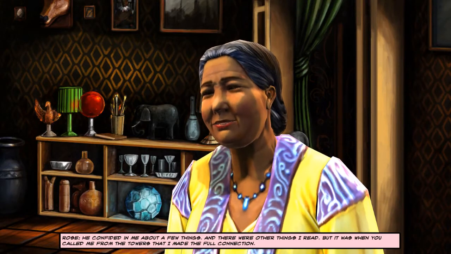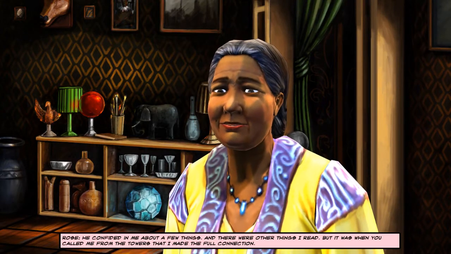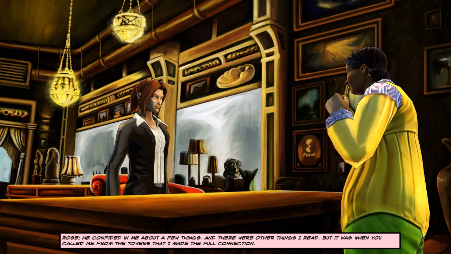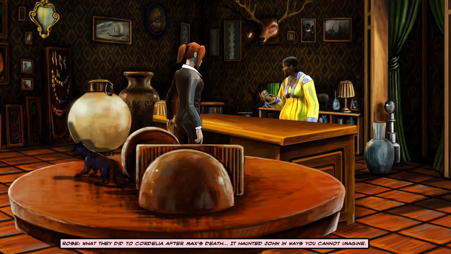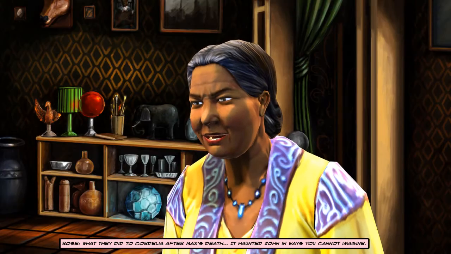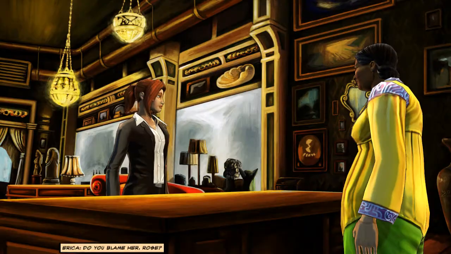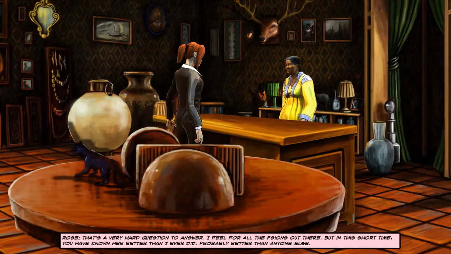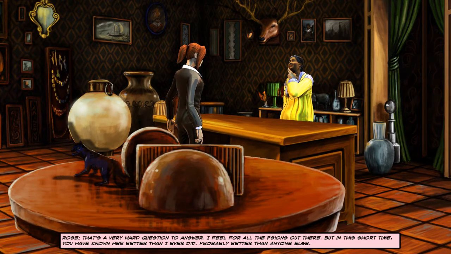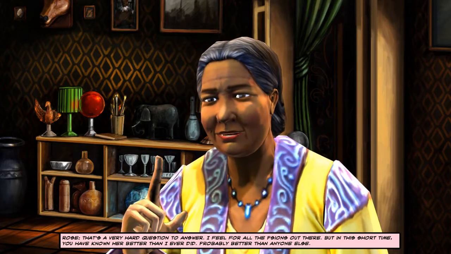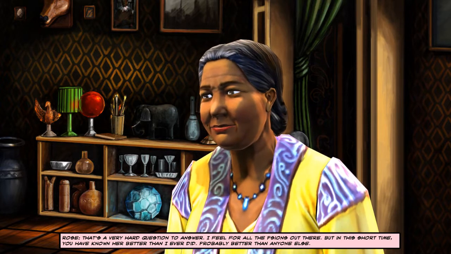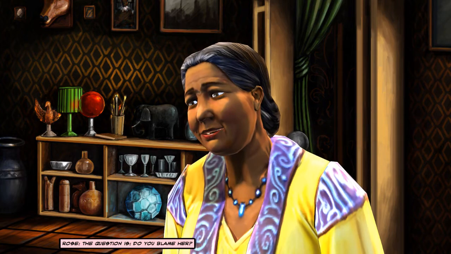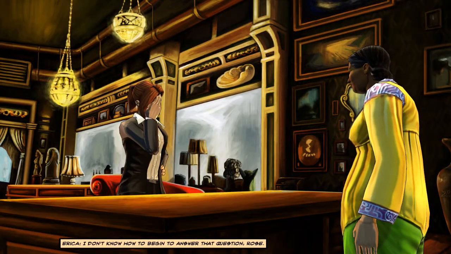Why are you so sure that John was in danger? He confided in me about a few things, and there were other things I read. But it was when you called me from the towers that I made the full connection. What they did to Cordelia after Max's death, it haunted John in ways you cannot imagine. Do you blame her, Rose? That is a very hard question to answer. I feel for all the Scions out there, but in this short time, you have known her better than I ever did, probably better than anyone else. The question is, do you blame her? I don't know how to begin to answer that question, Rose.